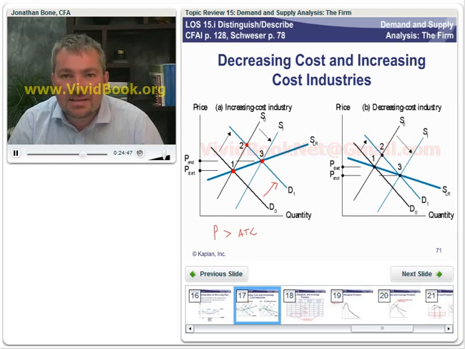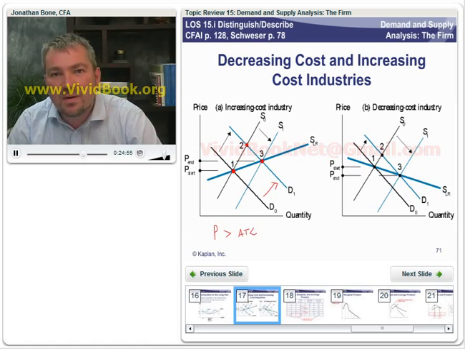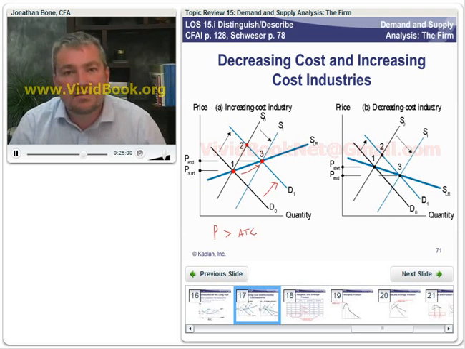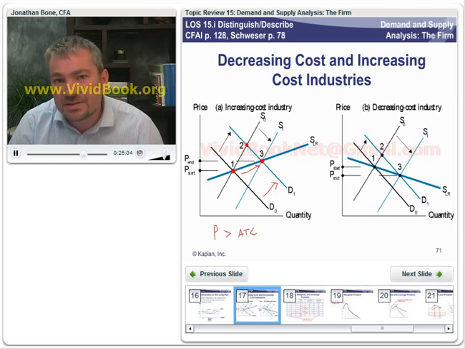Now notice, at this new equilibrium price, it's above the equilibrium price that we originally had at point 1. So what's happened in the long run is the costs of the industry have increased. Why have the costs of the industry increased? Because the additional competition that was attracted when we were generating economic profits increased the output in the industry.